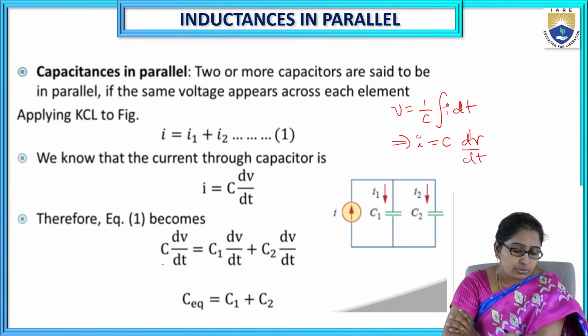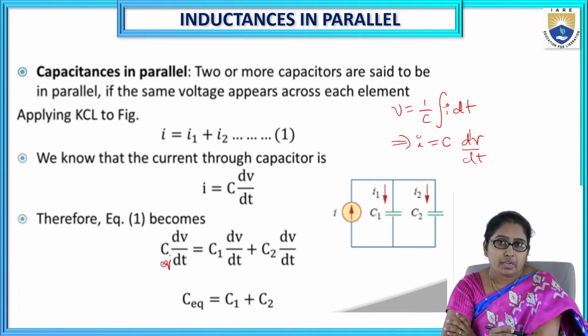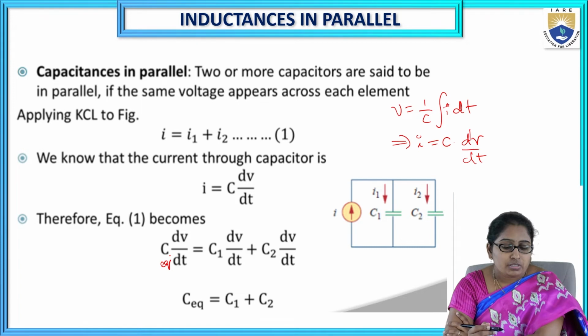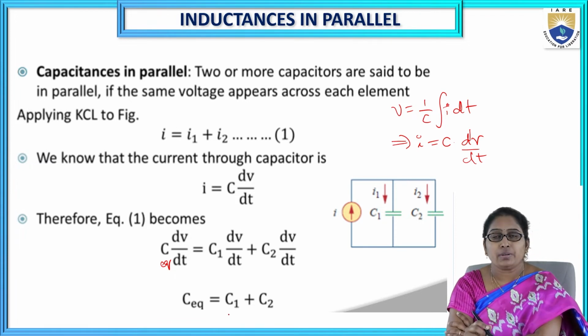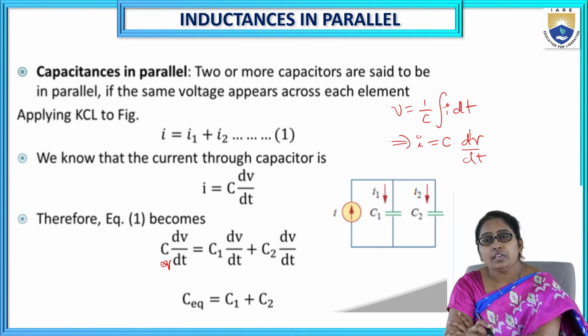C equivalent, the total capacitance of the circuit, into dV by dt. On both sides the common term dV by dt cancels. So C equivalent is equal to C1 plus C2. So this is the expression when capacitors are connected in parallel.